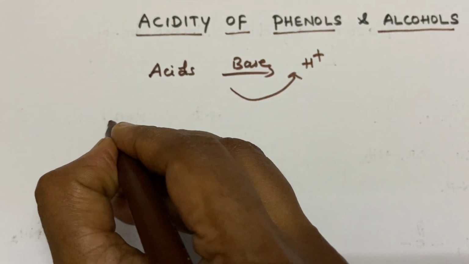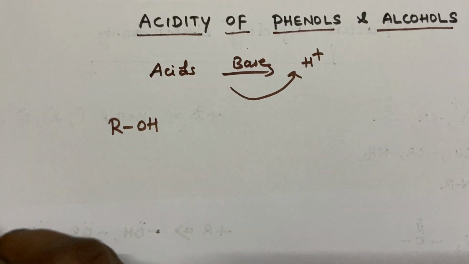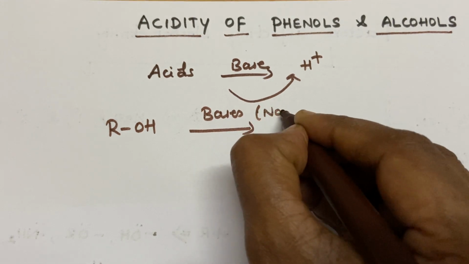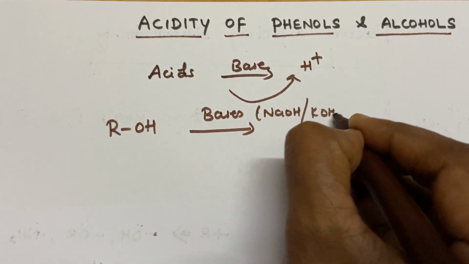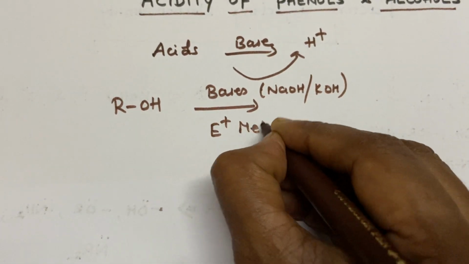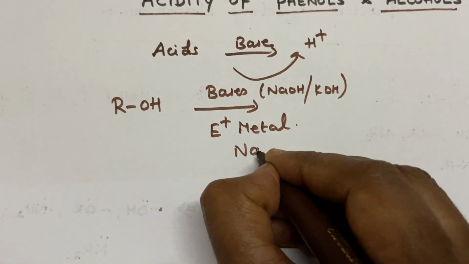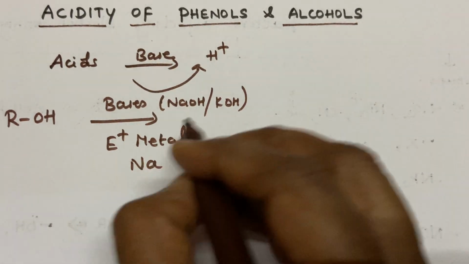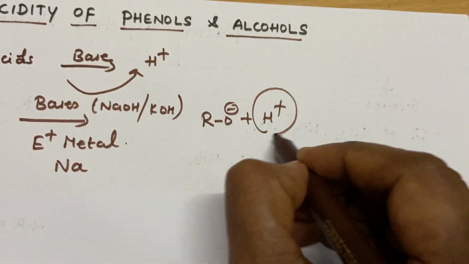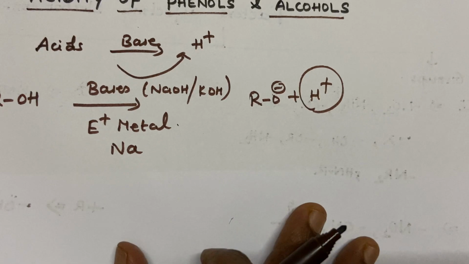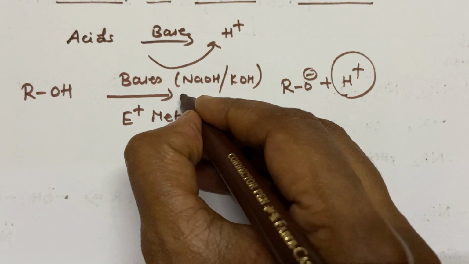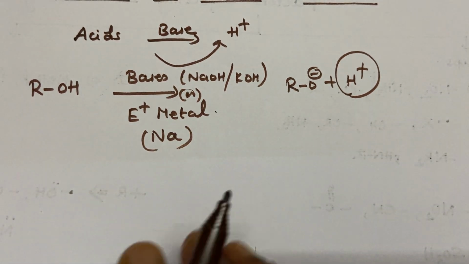So like that, alcohols also will react with bases, for example sodium hydroxide or potassium hydroxide or any base, or electropositive metals such as sodium. What will it do? It is going to donate protons. It has donated a proton, so it is an acid, isn't it? It donates a proton while reacting with bases or electropositive metals such as sodium. So it is an acid.